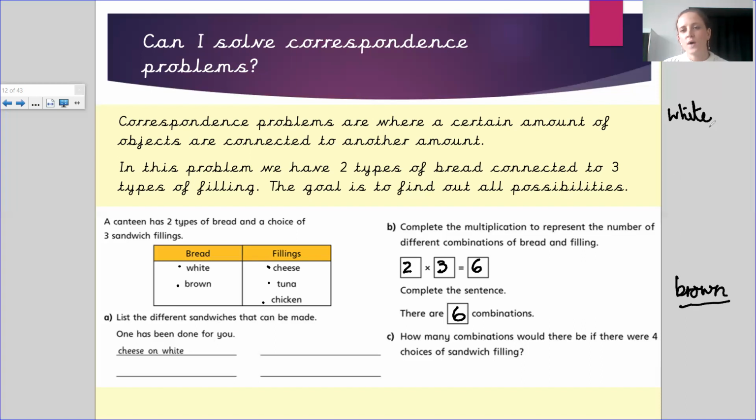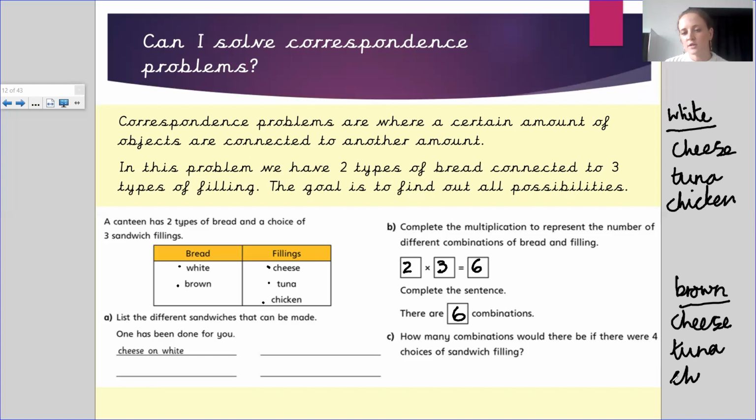So you could have white bread with cheese, white bread with tuna, white bread with chicken. Could I do anything else? No. Next one. I could have brown bread with cheese, brown bread with tuna, and brown bread with chicken. And if I add all of these together, I see that I can have a total of 6 different combinations for my sandwiches.